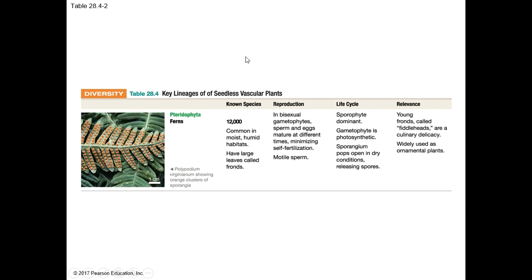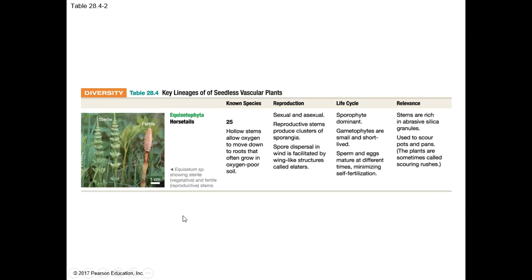Ferns, I'm sure you've seen. Ferns are a seedless vascular plant. Again, vascular having that vascularity. Seedless, no seed. So very common here. Some people eat these, believe it or not. A culinary delicacy, and they're widely used in people's houses as ornamental plants.